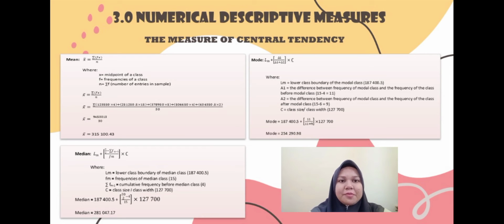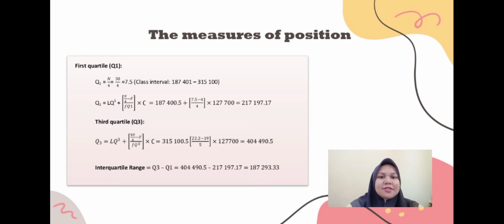3.0 is the numerical descriptive measures. 3.1, the measure of central tendency. We find the mean, median, and mode using a formula. The mean that we find using this formula is 315,100.43. The median is 281,047.17, and the last one, the mode, is 254,290.98. Next, 3.2 is about the measure of position.